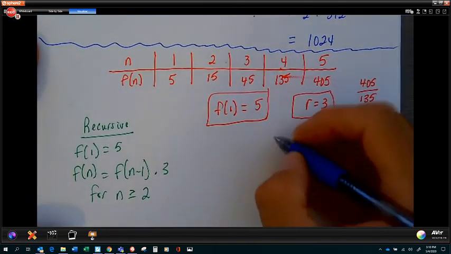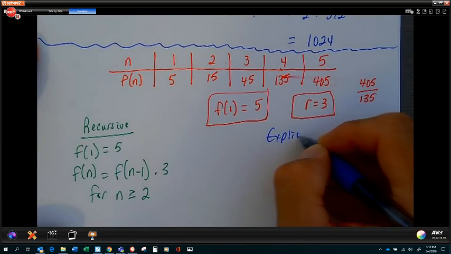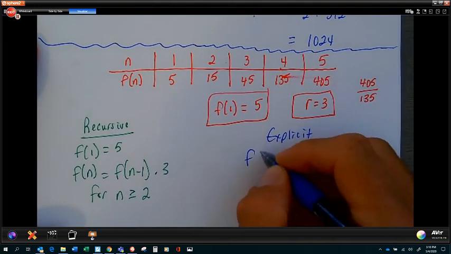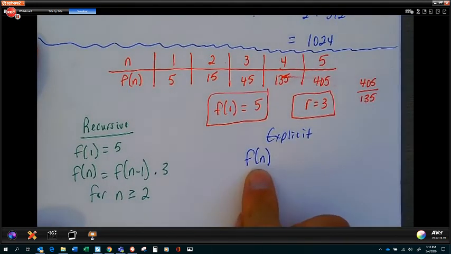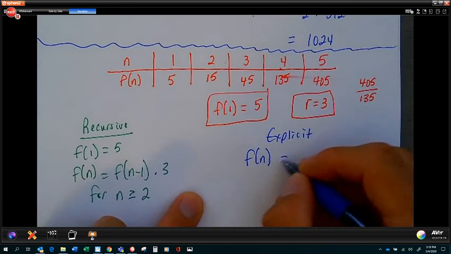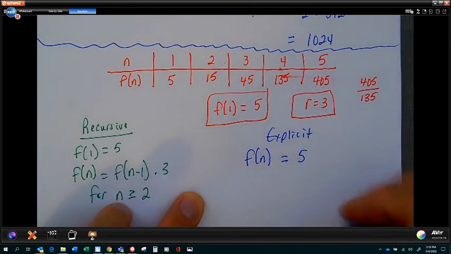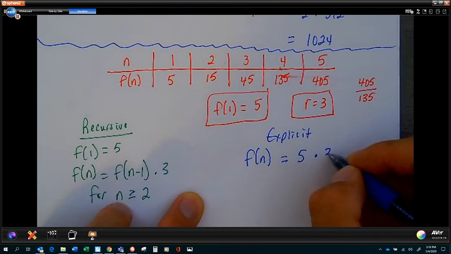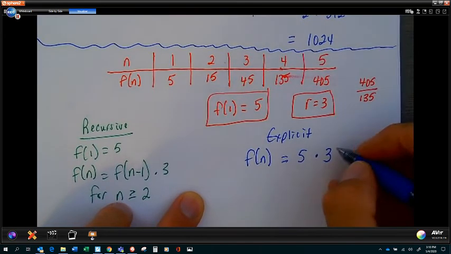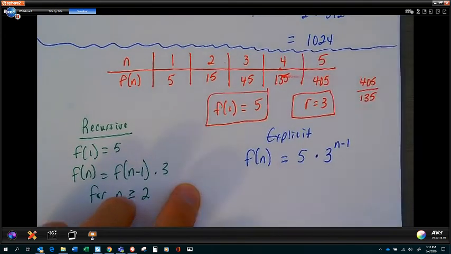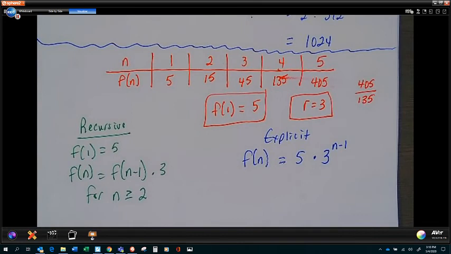Okay, now I go to my explicit. My explicit formula, whatever term I need to find is equal to, again, f of 1 gives me the first term, 5, times the common ratio of 3 to the n minus 1. And that's my explicit formula.